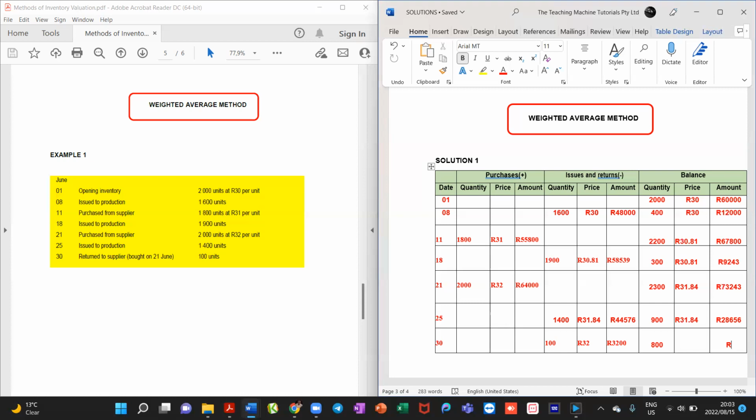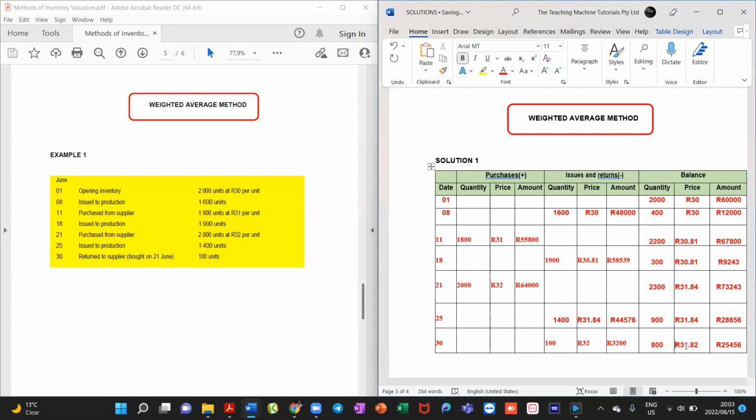28,656 minus 3,200 is how much? 25,456. We want to know the average price. How do we do that? 25,456 divided by 800 is 31.82. What is it that you need to take note of according to the weighted average method?